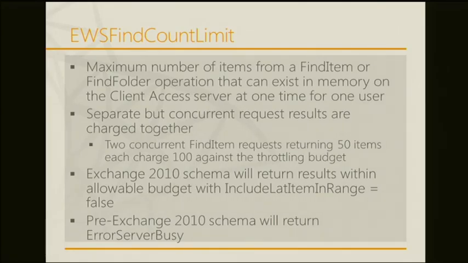So this is a limit that's in place to protect the maximum number of items that can be returned from a find item or find folder, and that's not tracked per request. That's tracked per active requests. So if I have two concurrent find item requests that have result sets of 50 items, that charges 100 against my budget. And so that's in relationship, again, between the calling accounts, the service account, the mailbox it's accessing, and the client access server that we're talking about.